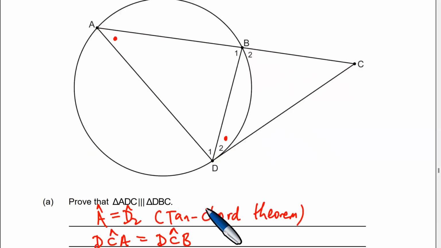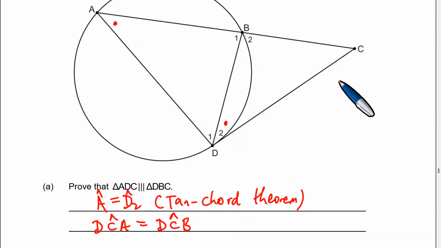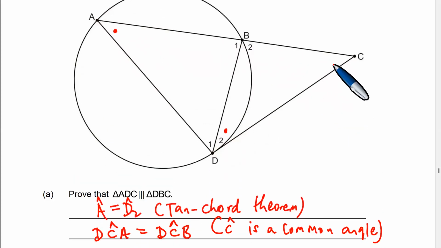Right, because these are just all describing the same angle C. In other words, these are equal because the angle C is a common angle. So obviously we understand at this point that the angle C is actually part of the triangles.